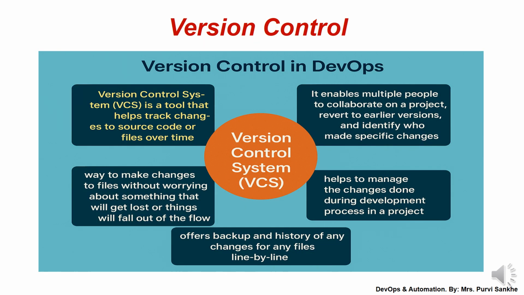So it's a system tool that helps track changes to source code or files over time. It enables multiple people to collaborate on a project, revert to earlier versions, thereby restoring the original versions, and identify who has made specific changes. This is the way to make changes to files without losing something or having things fall out of the flow. It helps to manage the changes done during the development process in the complete project. It also offers backup and history of any changes for any files, line by line.